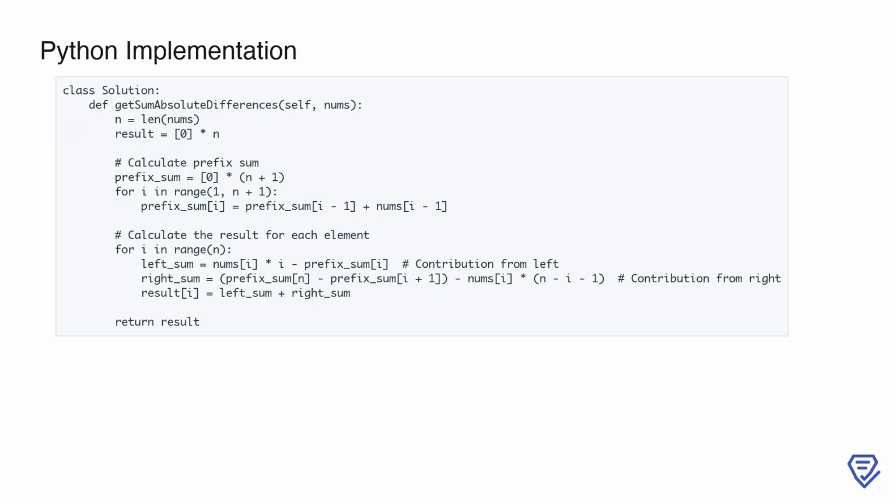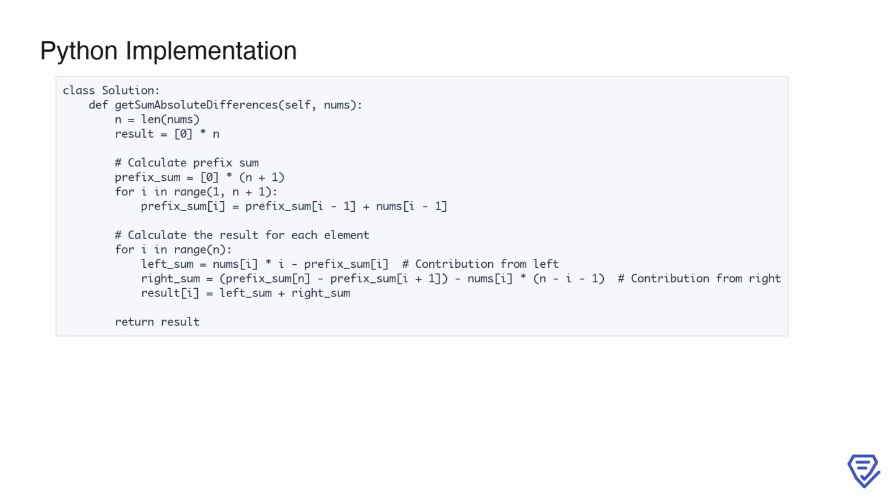For each element nums[i], we calculate its contribution to the sum of absolute differences using two parts. Left contribution: the sum of differences between nums[i] and all elements to its left. This is computed as nums[i] * i - prefix_sum[i]. Right contribution: the sum of differences between nums[i] and all elements to its right. This is computed as prefix_sum[n] - prefix_sum[i+1] - nums[i] * (n - i - 1). The total contribution for nums[i] is the sum of the left and right contributions, which is stored in result[i].